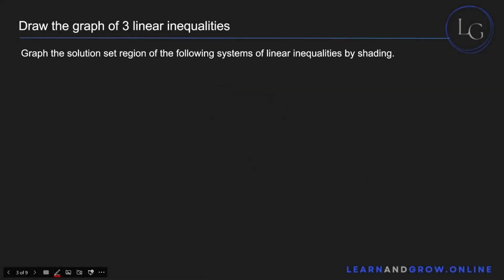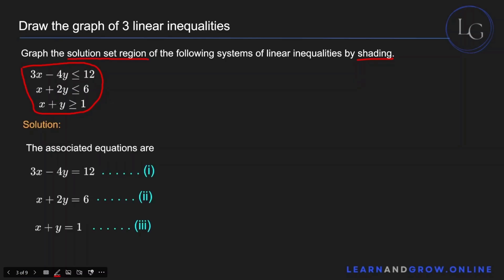Now let's draw the graph of three linear inequalities. So we have to graph the solution set region by shading, by the way, of these three inequalities, right? Again, the very first step is to make the associated equations, which are just made by replacing these inequality signs with equal to signs, right? Simple. You have three associated equations now.